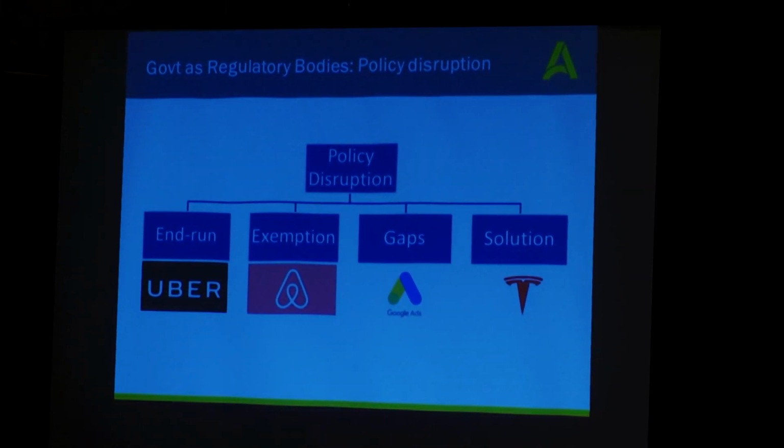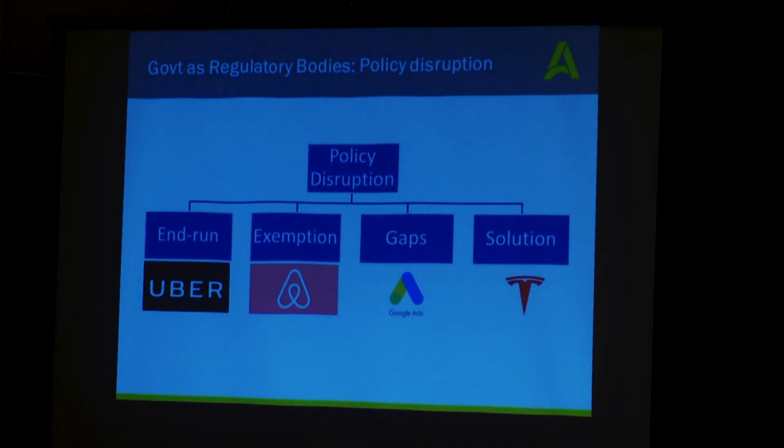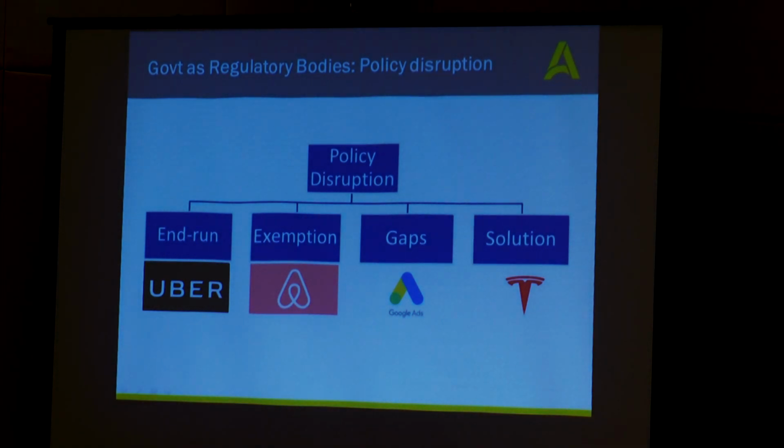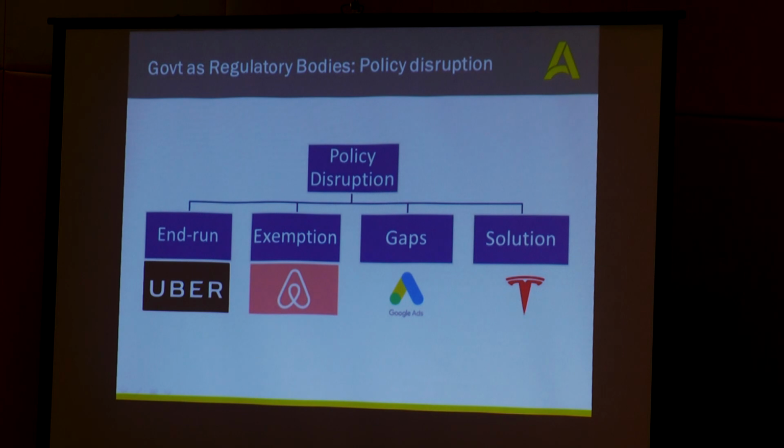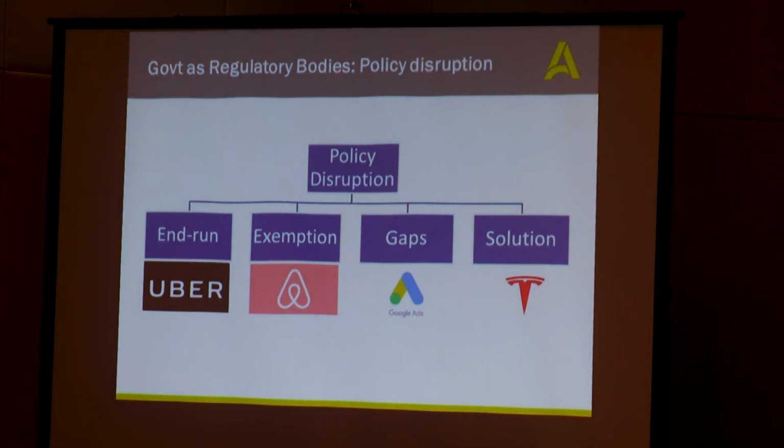But the main issue is the fixed policy. The fixed policy will have an effect on policy disruption. And these are the four types of policy disruption I would like to share. The first one is the end run, the second one is the exemptions, the third one is the gaps, and the fourth one is the solution. On the end run, one example is Uber. Later I will share why Uber is under the end run, why Airbnb is under exemption, why Google X is under the gaps, and why Tesla is under the solution.